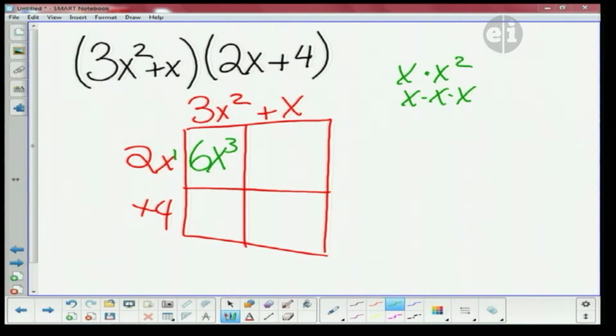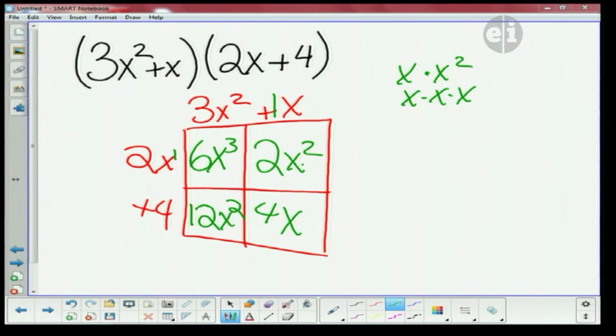Next, 2x times x: there's a number 1 in front of the x, so we're going to get 2, and again, x times x is x squared. Down here, we're going to multiply 4 times 3x squared. 4 times 3 is 12x squared. And then the last one, we multiply the 4 times the 1x, and we get 4x.